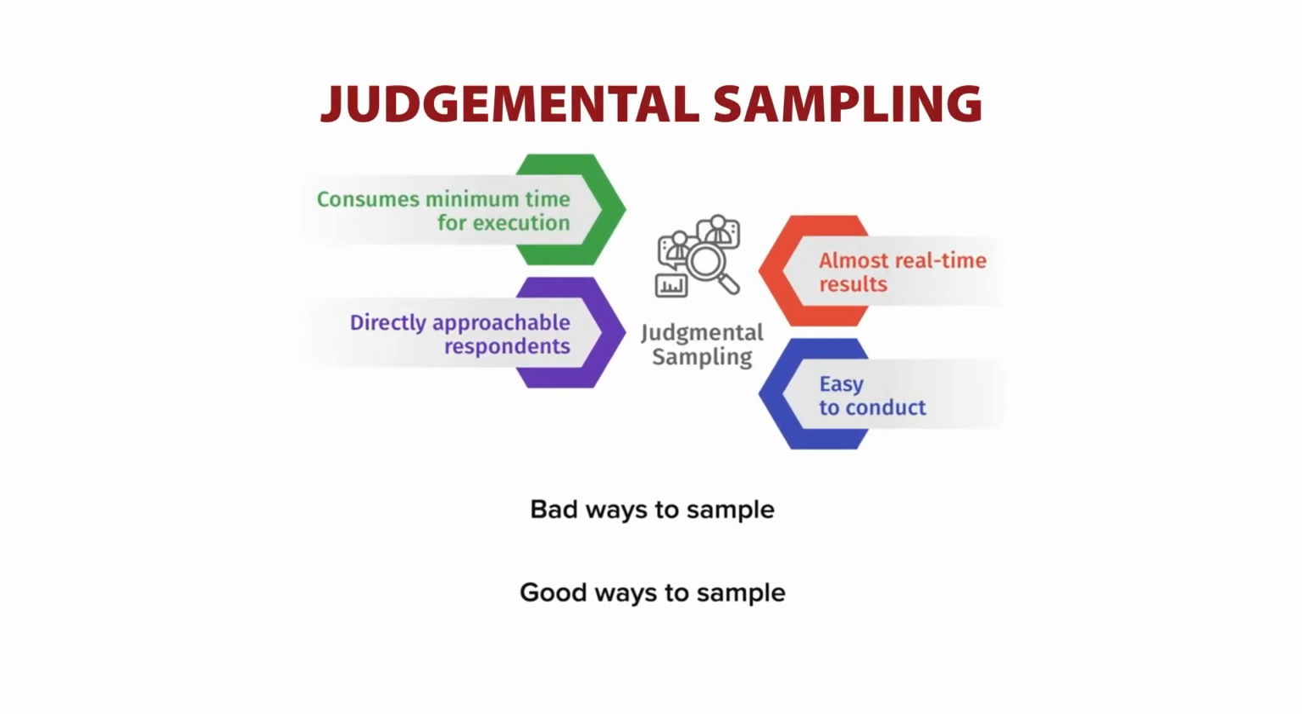Anyway, if you talk about judgmental sampling, which is again the fourth ingredient of these methods of sampling, which we usually call non-random sampling, it consumes minimum time for execution and is directly approachable to respondents, and almost real-time results come up. That is the reason you observe that when any e-commerce company sells a product, they put a badge on their portal, and the moment consumers log in to the portal, it asks what your experience was related to the particular product which you ordered 2 days back.